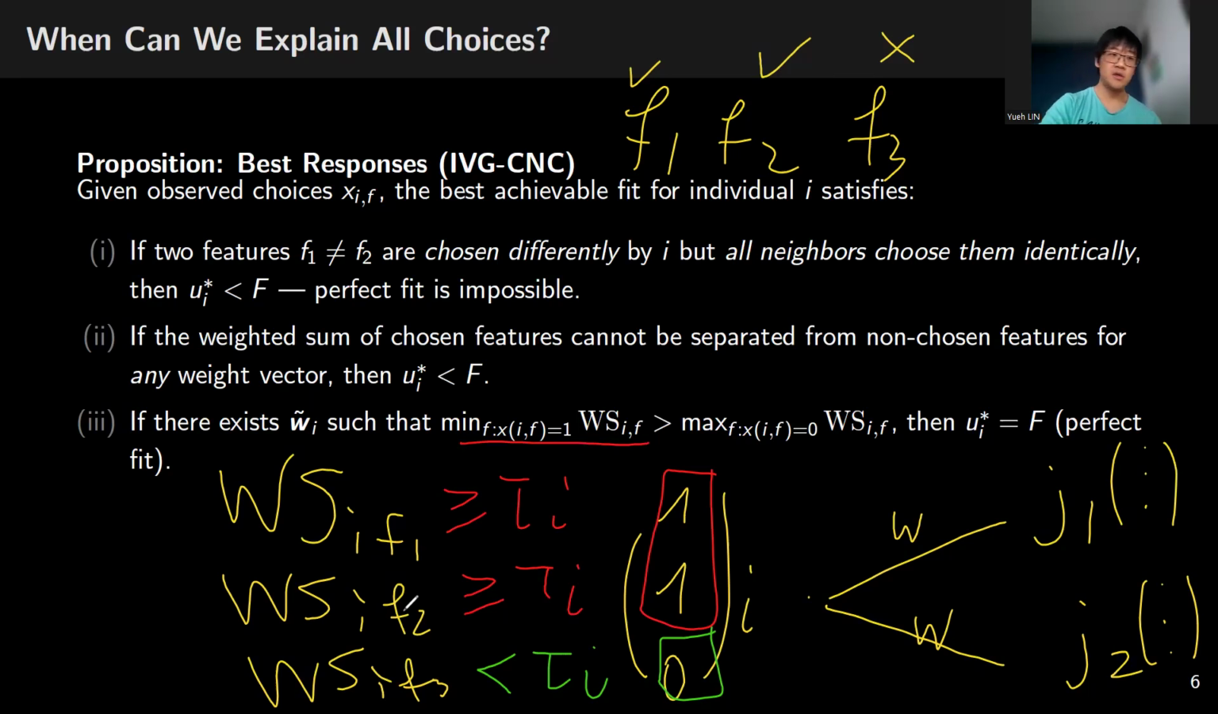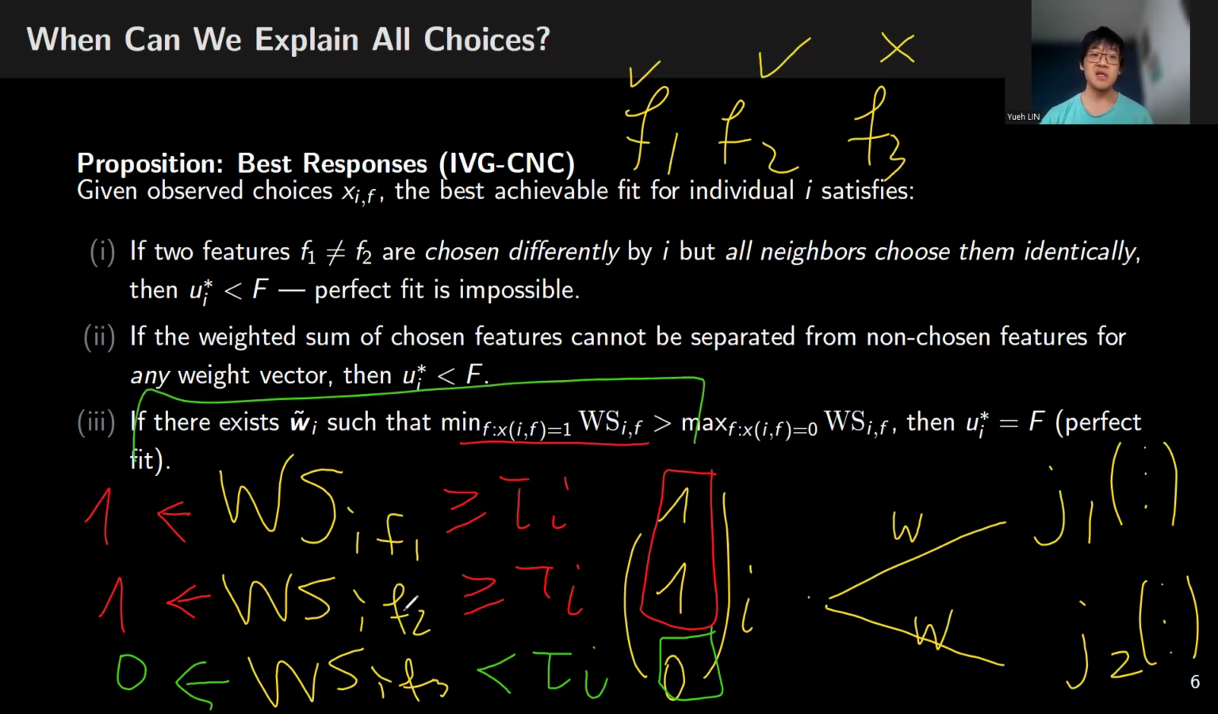Then for the first feature, we suggest to vote 1. For the second feature, suggest to vote 1. And the third feature, we suggest to vote 0. We notice that this is always a perfect match. So utility equals F. Utilities equals half. And what is the sufficient condition for this to happen?